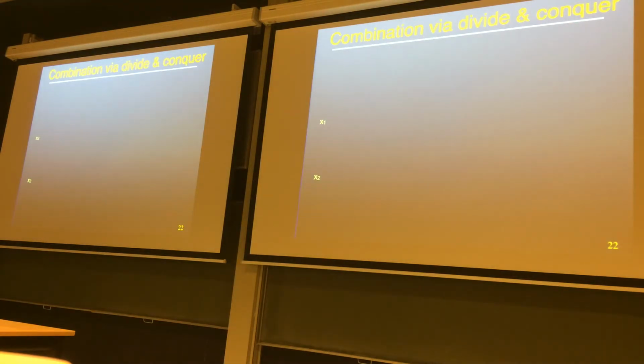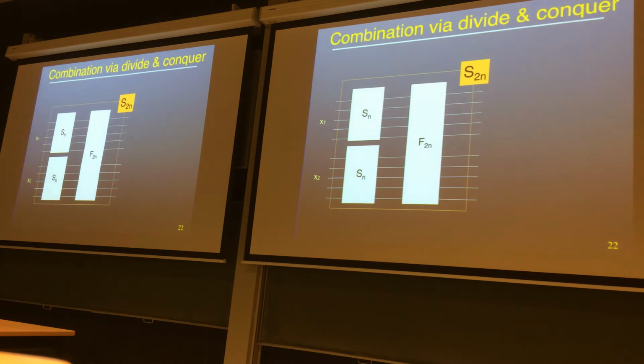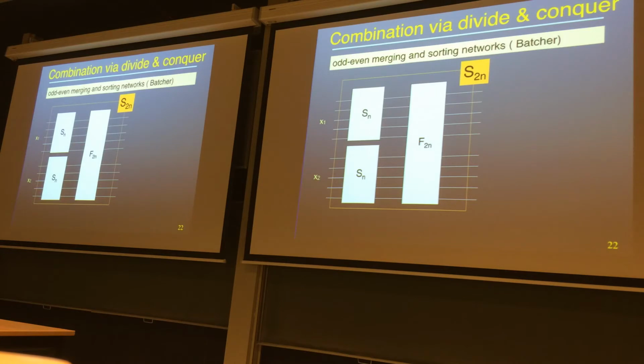So how does it look? You have your original input x. It's split into two halves, x1 and x2. These are fed to two of these sorting networks capable of producing, we assume that, a sorted output. Then here you have your sorted outputs, y1, y2. You feed them to an F2n network, and this is the composition of your S2n network. So without filling in the details, we now exactly know how to build such a network. And we already can derive some properties of it.